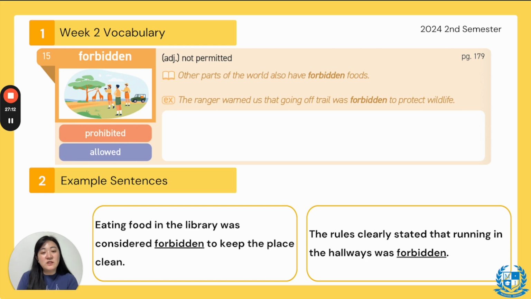Next line, it says the rules clearly stated that running in the hallways was forbidden. Same rule applies for me. We should not be running around. It is forbidden. Also, we should not be drawing on the walls, right? It's forbidden.